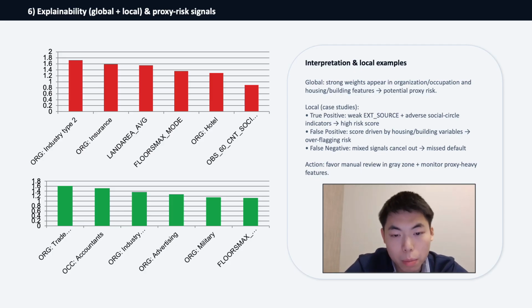One important finding is that some influential features were related to housing, occupation, and organization type. These features may contain useful information, but they also act as proxy signals for socioeconomic conditions. This matters because even if a model does not directly use protected attributes, it can still create unequal outcomes through proxy variables.